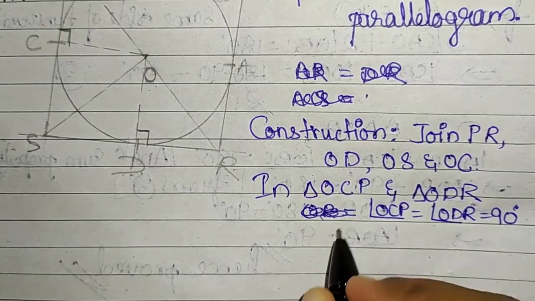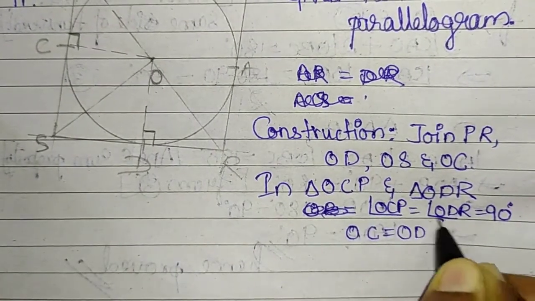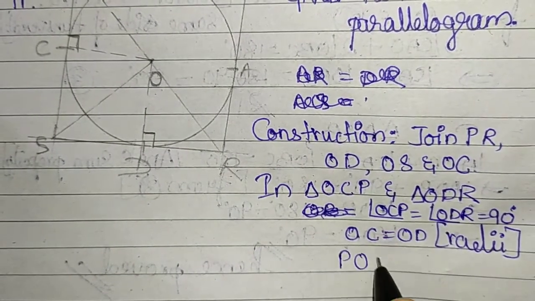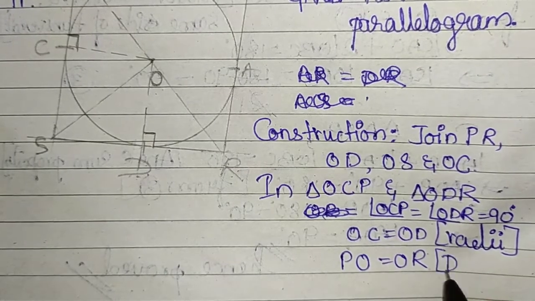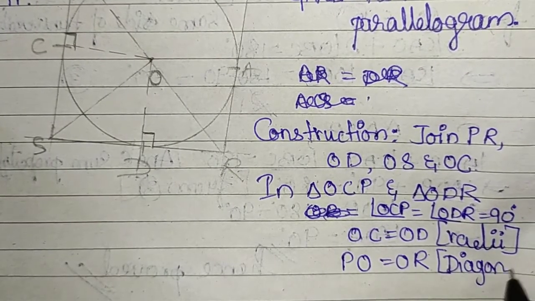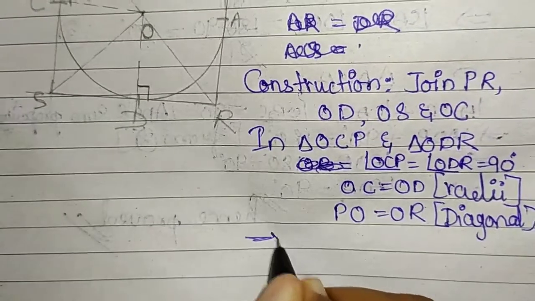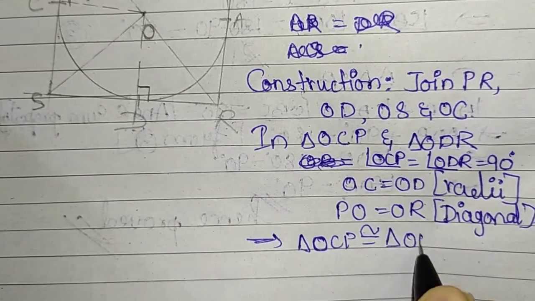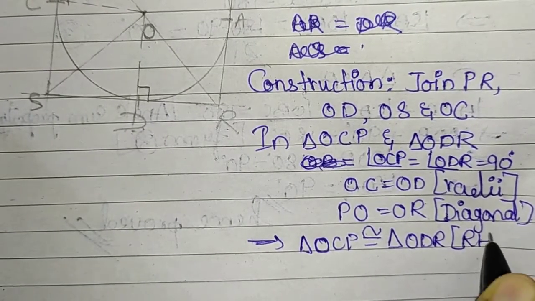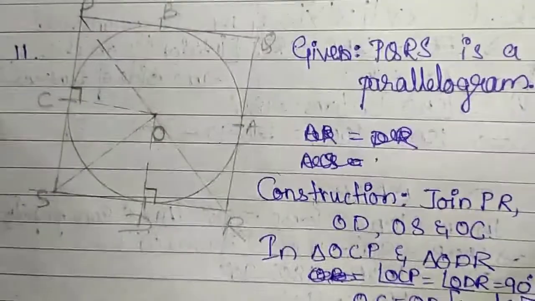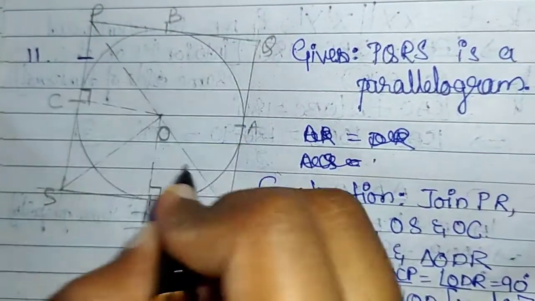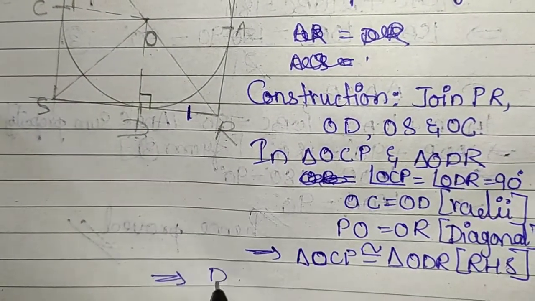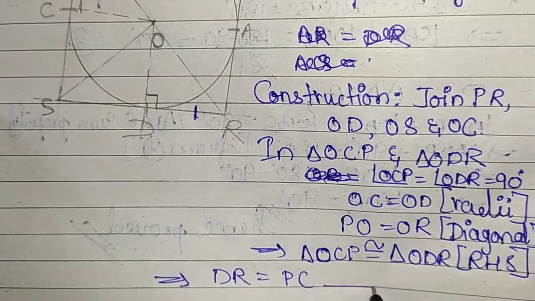First, these triangles have a right angle each. Then OC is equal to OD because they are radii of the circle. And lastly, we have PO is equal to OR because it is the diagonal of the parallelogram. So this implies triangle OCP is congruent to triangle ODR by RHS congruency. Since these two triangles are congruent, we can confidently say that this side is equal to this side. So this implies DR is equal to PC. This is the first result.